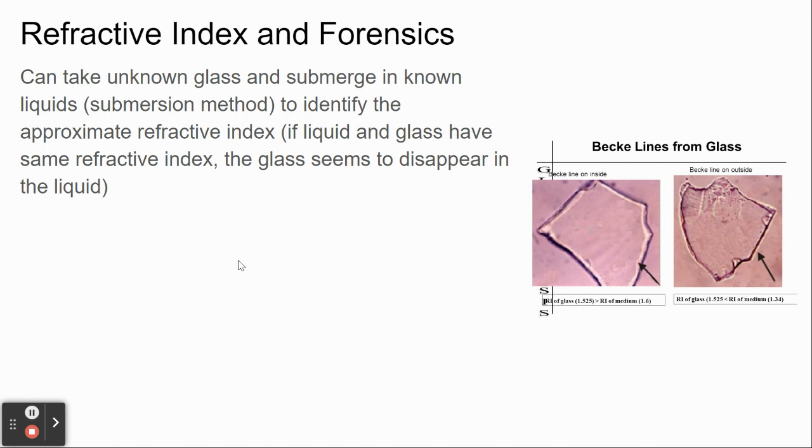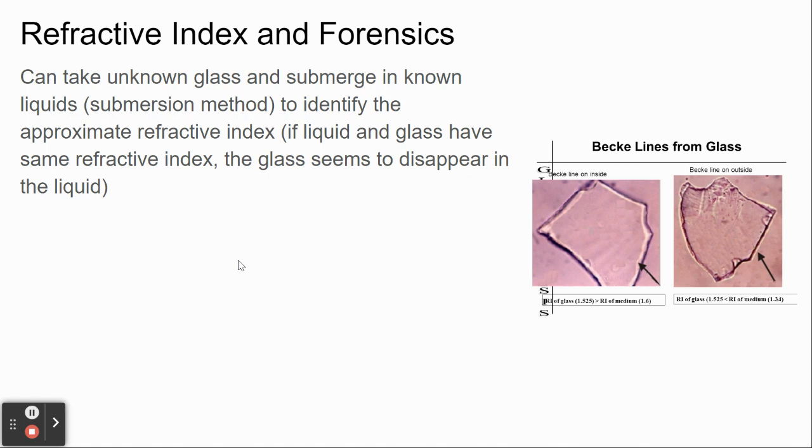Right? So if we know the refractive index of a particular material, and different materials have different refractive indices, if you were to submerge that piece of glass in that liquid, and the refractive indices of the glass and the liquid are the same or nearly the same, you're not going to be able to really see that piece of glass. It's going to almost disappear as it's submerged in that solution.